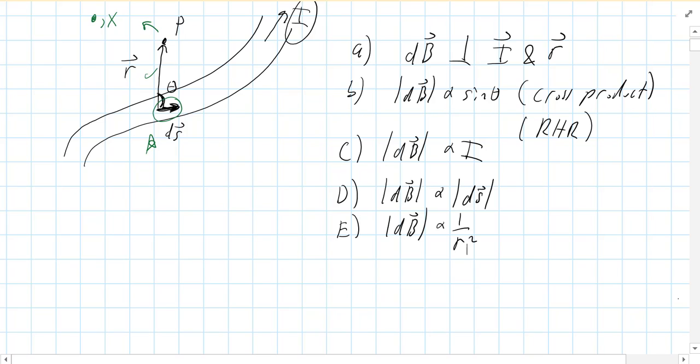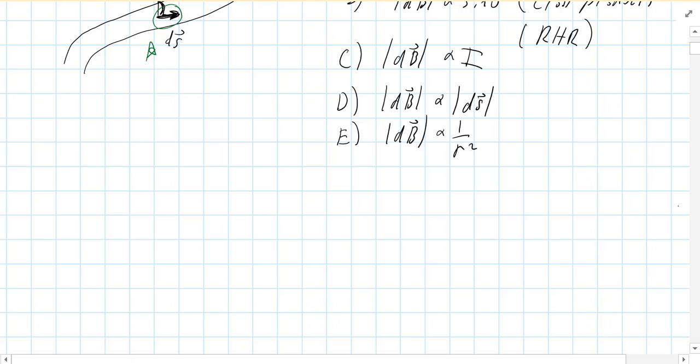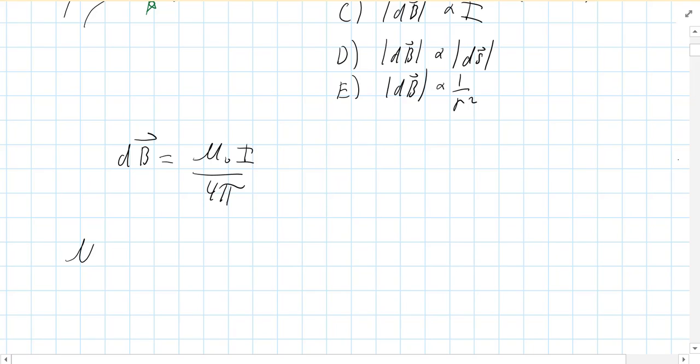All right, so what Biot-Savart did was they put all this together. Here's how they put it together. dB is equal to a constant, mu naught I over 4 pi. Now, mu naught, by the way, and this will come into play later, is equal to 4 pi times 10 to the negative 7th. And the units are Tesla times meters per amp.